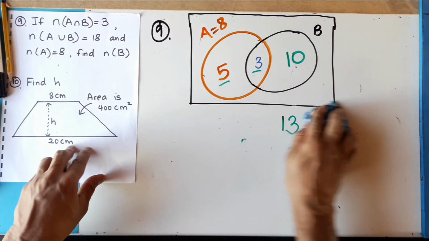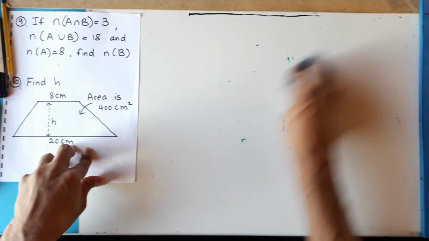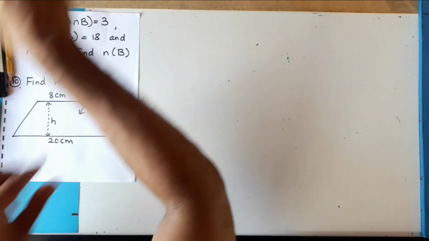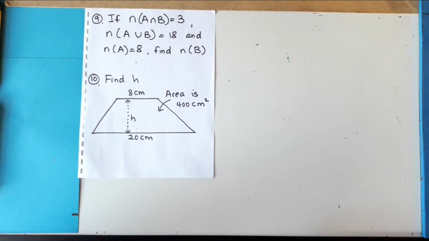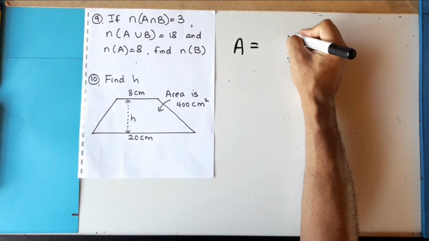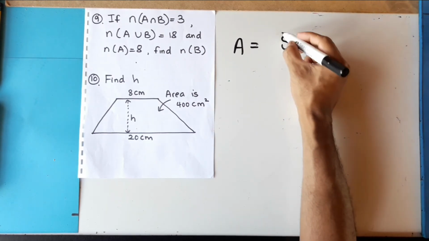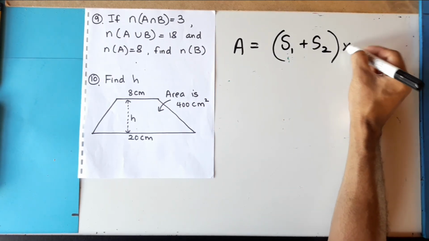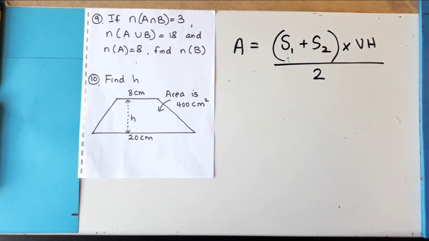Okay, question 10, our last question. All right, guys, we're almost out of here. So let's erase this here. This one here is, let me put this in the middle here. This is the area of our trapezium. So the area of a trapezium is the sum of the parallel sides. So S1 and S2 are the parallel sides, multiplied by the vertical height divided by 2. So that's the formula that you need for number 10.